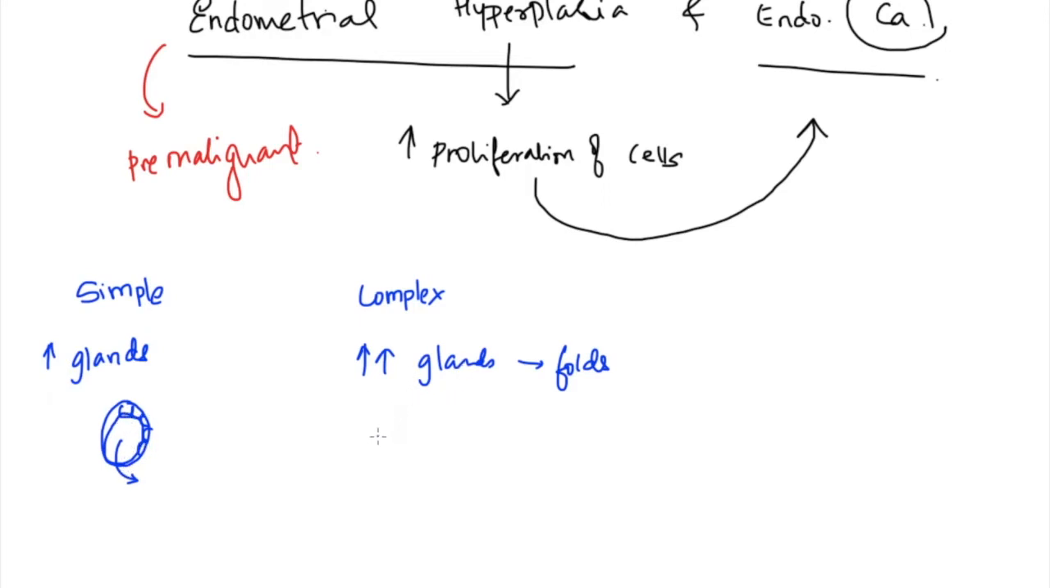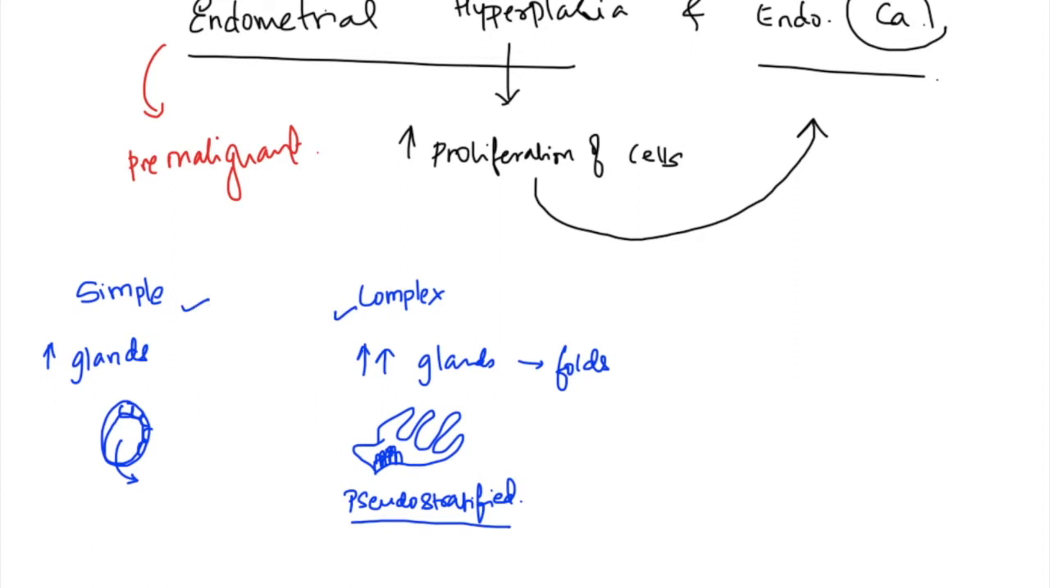Now if I try to draw complex, the glands are thrown into folds like this, and you will not have a single layer. It feels like you're having multiple layers of cells. It is basically a pseudo stratified pattern. Why? Because the cells are hyperplastic, so they increase in number. Hence the nucleus will appear at different levels, so it appears that there's more than one layer of cells. That is why it is called pseudo stratified. So that's the difference between simple and complex.